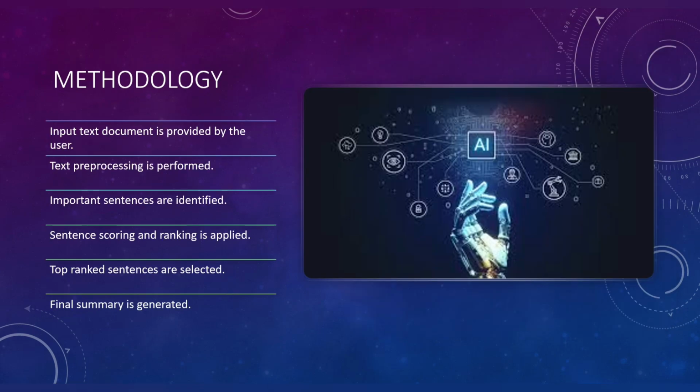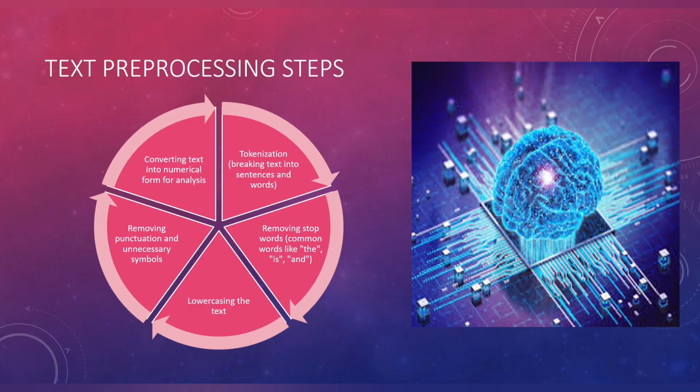So here is the methodology part. First, the user provides an input text document. The text then goes through pre-processing steps to clean and organize the data. Important sentences are identified using NLP techniques. These sentences are scored and ranked based on relevance. Finally, the top ranked sentences are selected to generate the final summary. So this is how this project works.